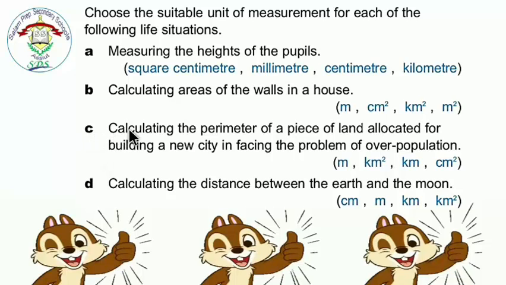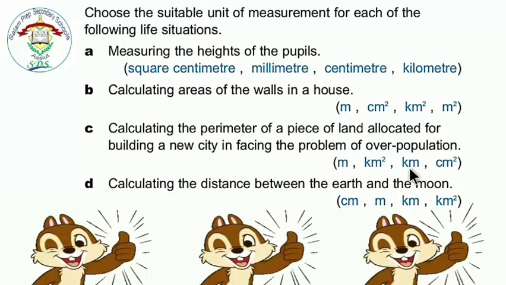The third one, calculate the perimeter of a piece of land allocated for building a new city, facing the problem of overpopulation. The perimeter means we use units of length. So we will exclude square kilometer, and also square centimeter. We will exclude them. Now we compare between meter and kilometer.